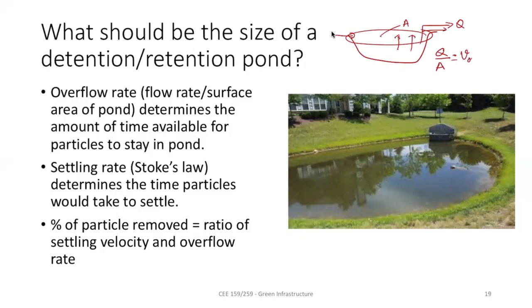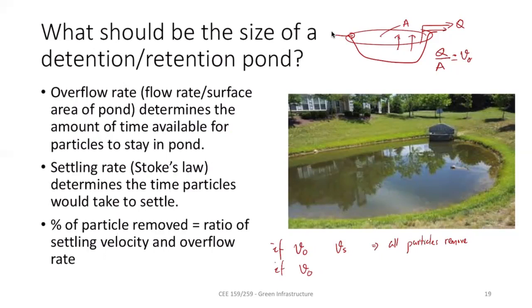So if your particles are settling faster than the overflow rate, most of the particles are going to be removed. If V0 is less than or equal to the settling velocity, all particles are removed. I'm sorry, I wrote it the wrong way. Let me correct this.